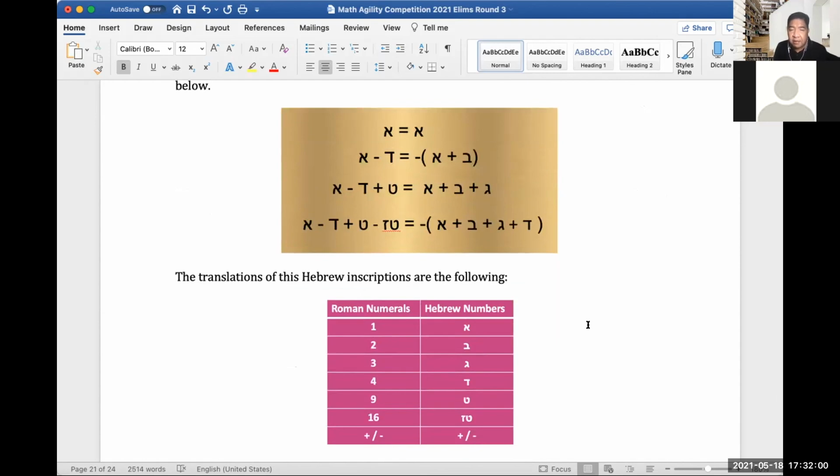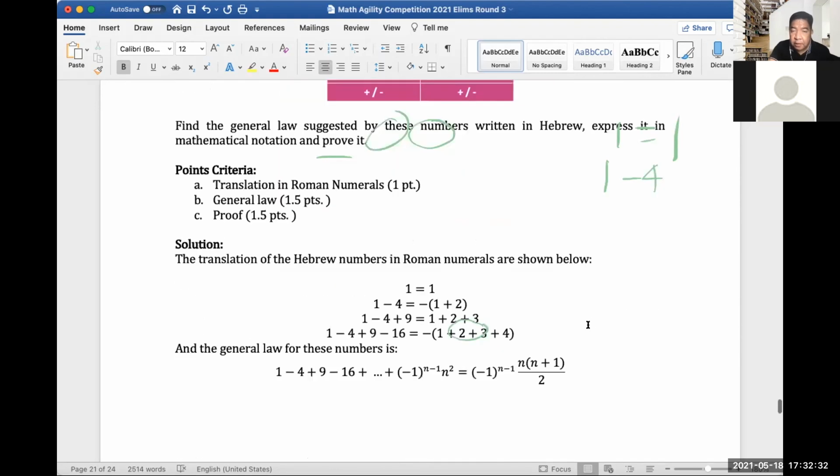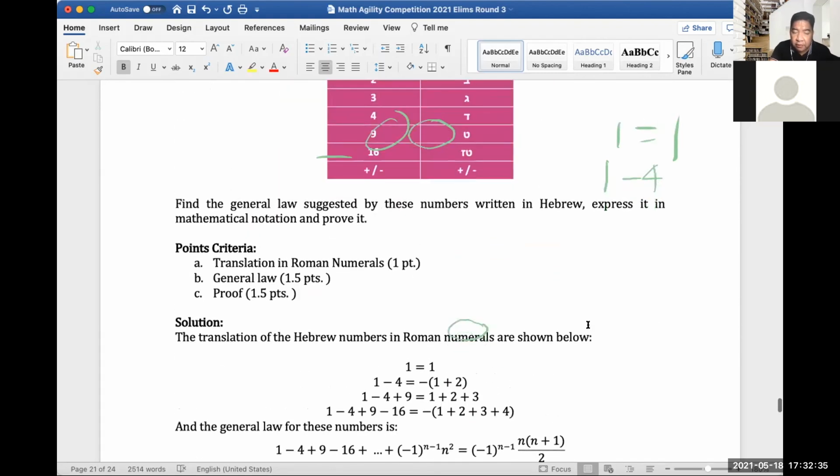If you see the first one, right here, that is actually 1 equals 1, right? And then the second line here, this is still 1 and minus, is it minus 4? So this would be minus 4, right? Yeah, so actually this is the answer here below. So find the general law suggested by these numbers written in Hebrew, express it in mathematical notation, and prove it.